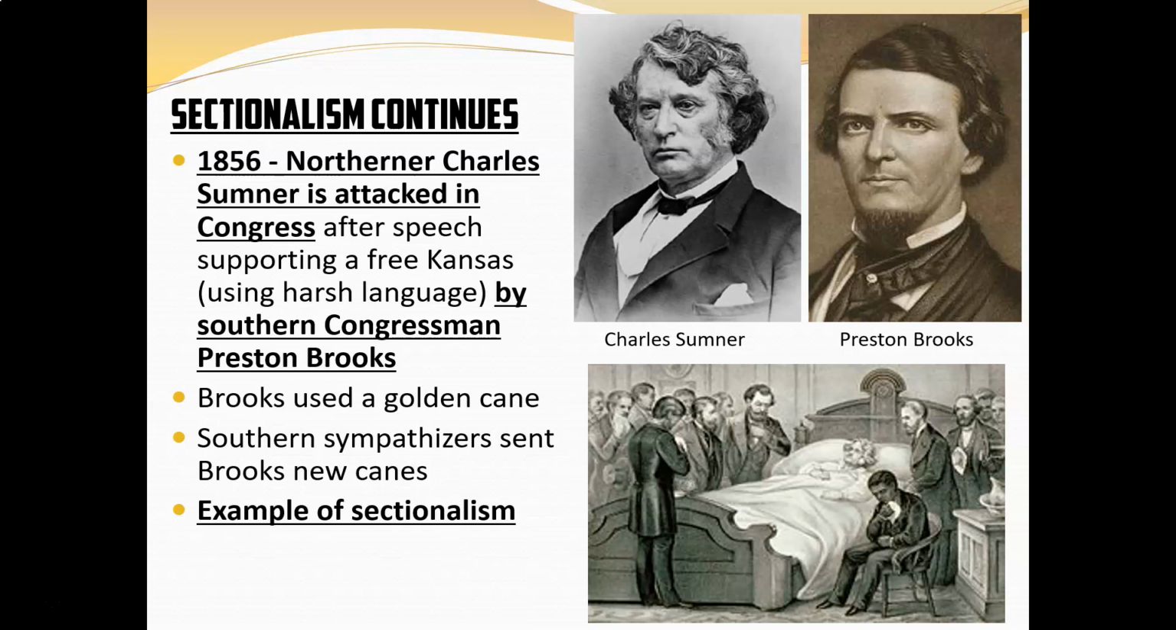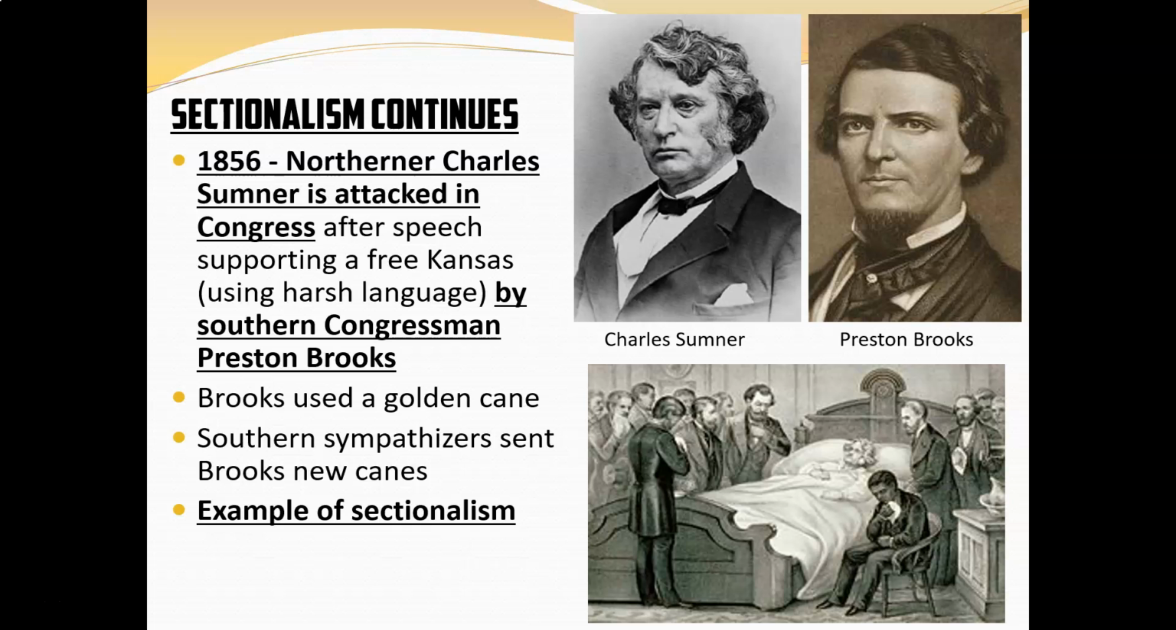In 1856, Northerner Charles Sumner is attacked in Congress after he gave a speech supporting Kansas being a free state. He was attacked by Southern Congressman Preston Brooks with harsh language. Brooks then attacked him with a golden cane, and Southern sympathizers actually sent Brooks a new cane in support of what he did.